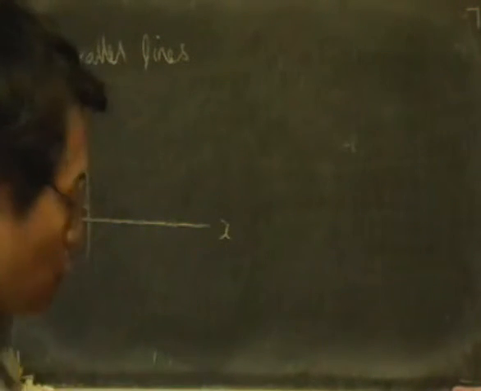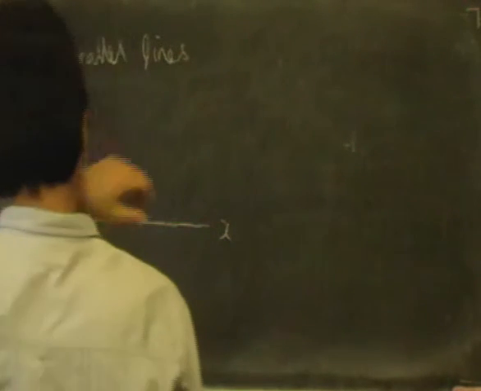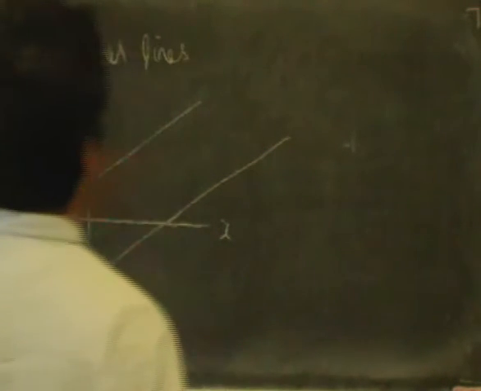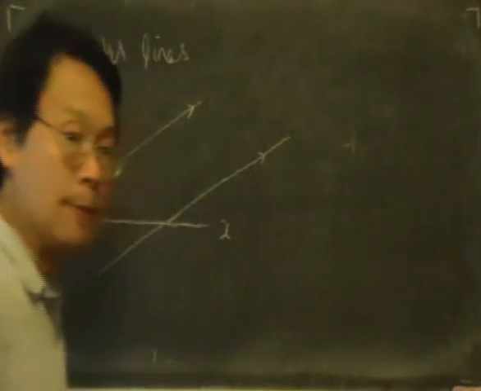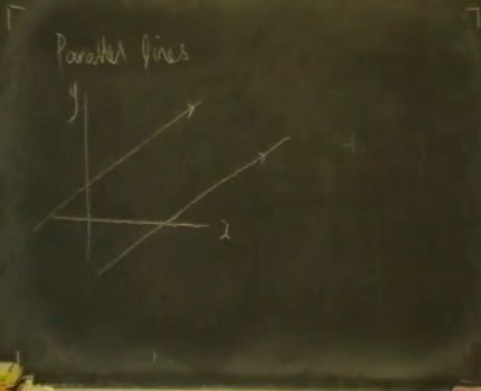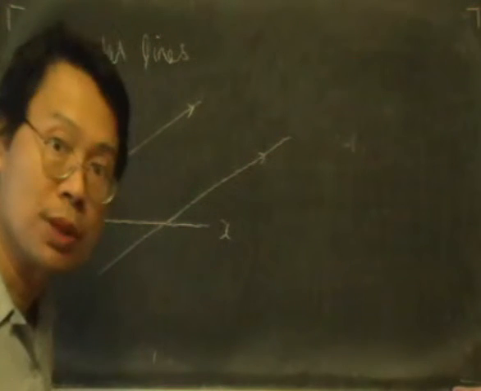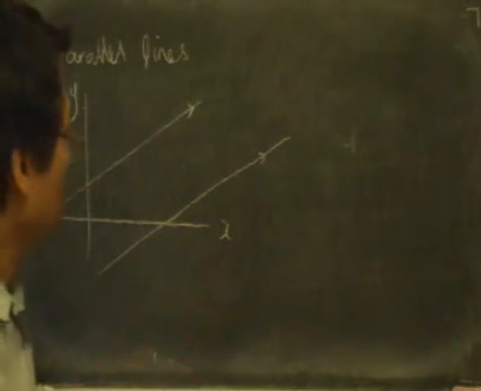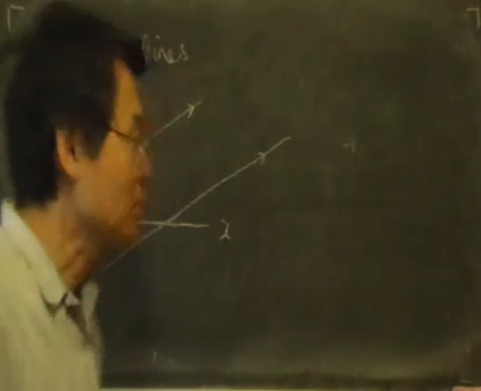Okay, next, let's have a look at parallel lines. And suppose on this xy graph, I have 2 lines. Okay, and suppose they are parallel. Now, if they are parallel, the gradients must be the same. Right? Simply because they have the same slope. Just by looking at it, you can tell.